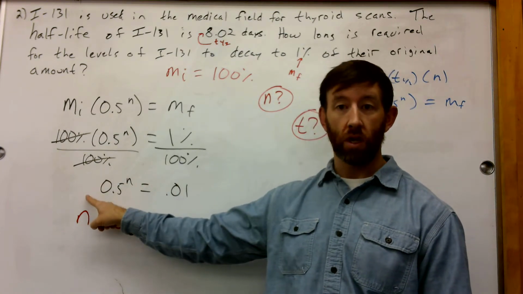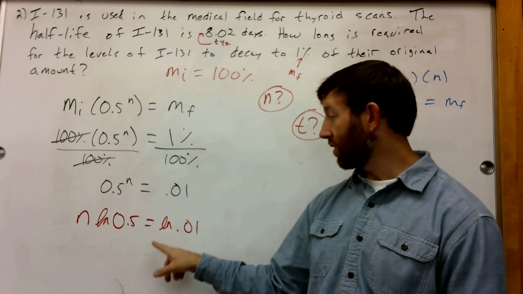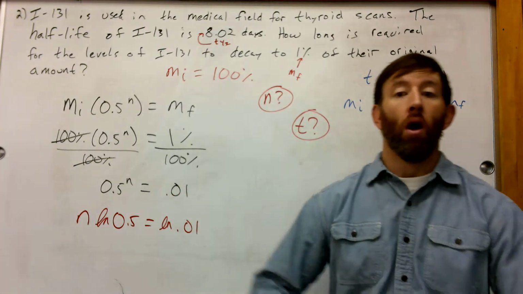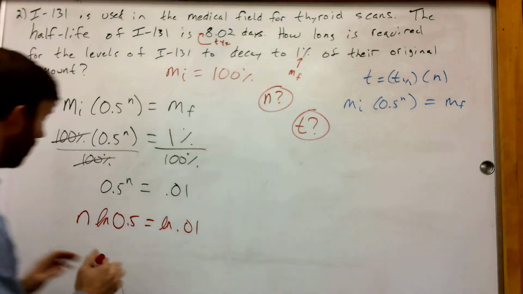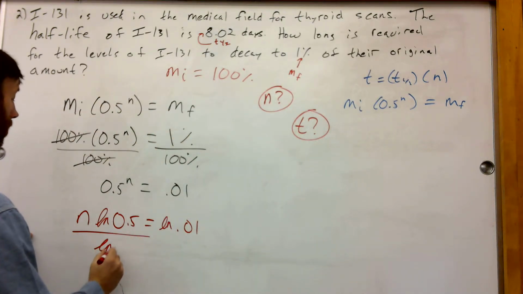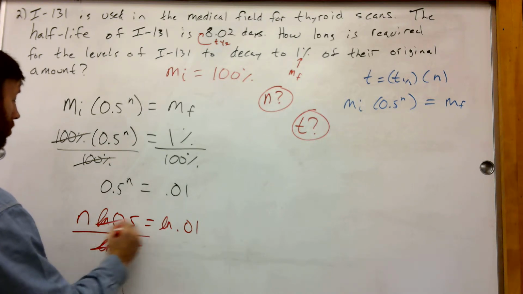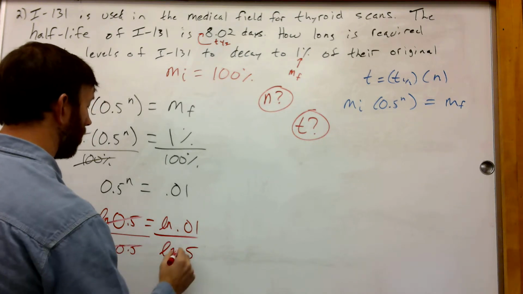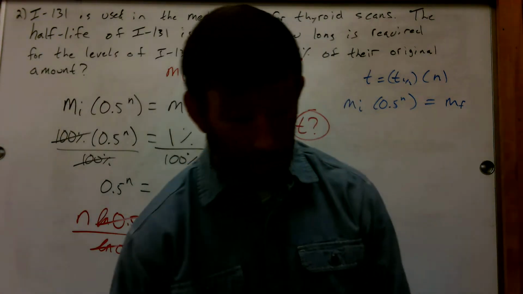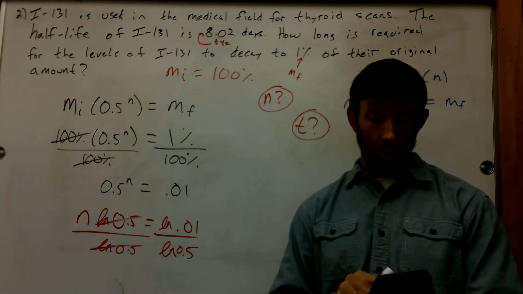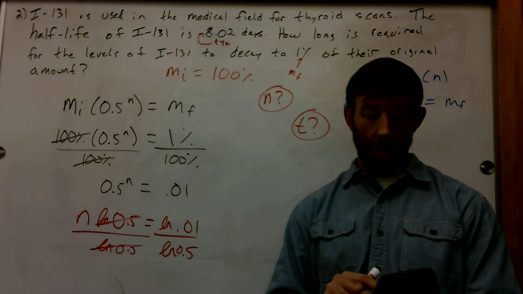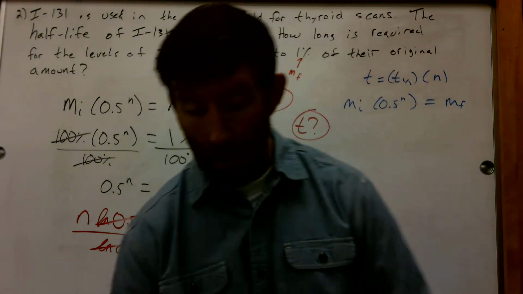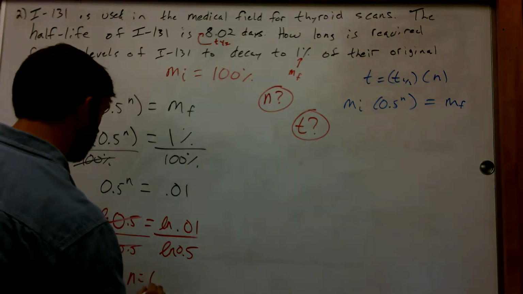I bring the N down, but in order to do that, I have to use the natural log function. If I do it to one side, I have to do it to the other. That's our algebra rule. So I've done that, now I'm going to simplify, just using algebra. Then I plug those buttons in on my calculator: natural log of 0.01 divided by natural log of 0.5. I get 6.6438 and so on. So N equals 6.64.